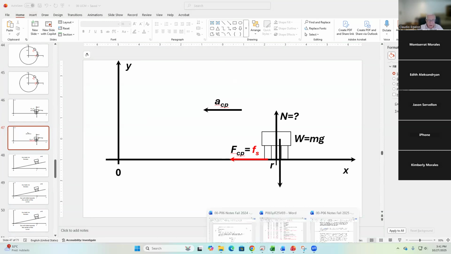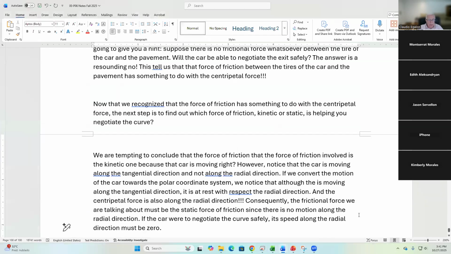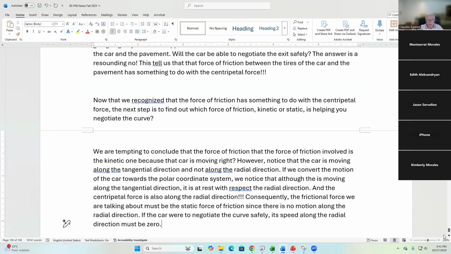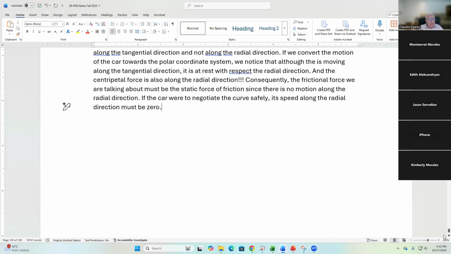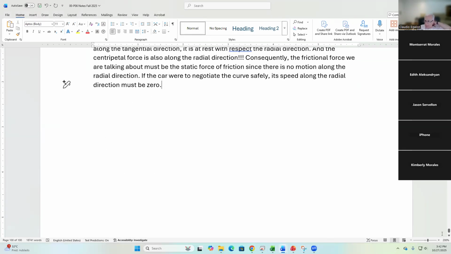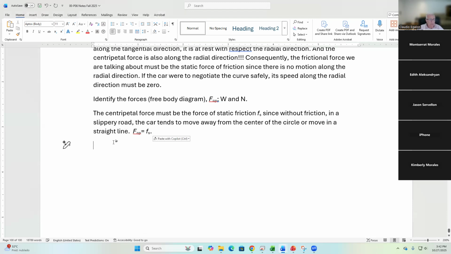Solution. When you're looking at this problem for the first time in your life, it wouldn't appear that it is the force of static friction. But if you make this type of analysis, it becomes clearer. Okay, so identify the forces. We have the weight, the normal, and a centripetal force. And now we know that the centripetal force is made up of the force of static friction.